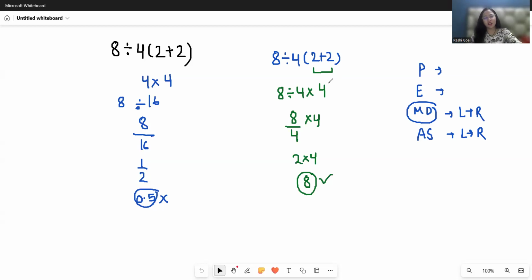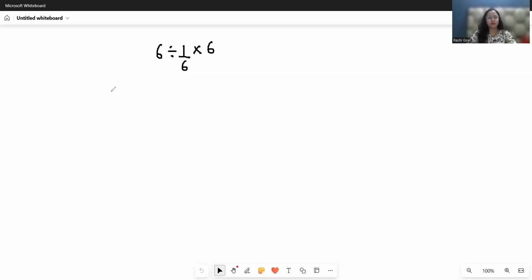Now let's learn the new expression. So in this new expression, 6 divided by 1 by 6 times 6. People solve it by canceling out 6 with 6 and 6 divided by 1, write 6, which is the incorrect answer. Yes, because they did not follow the right approach.